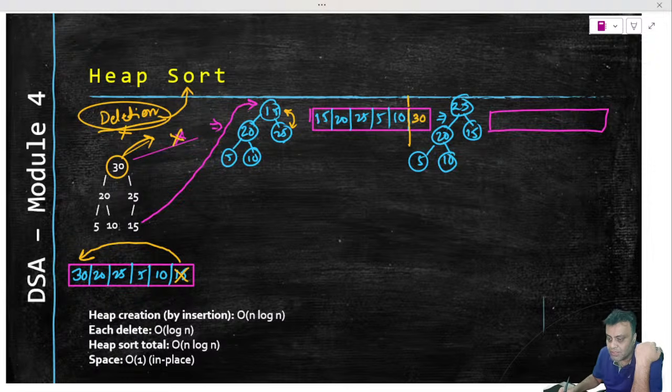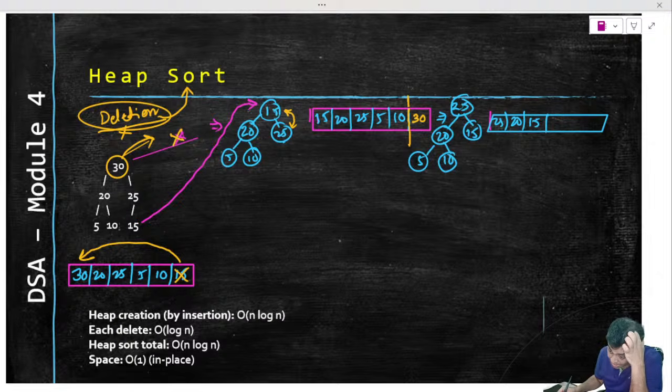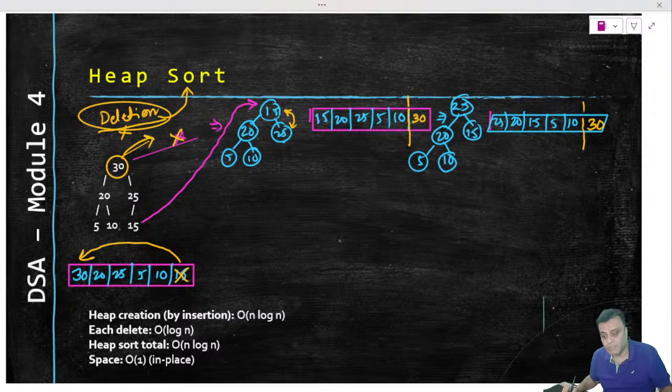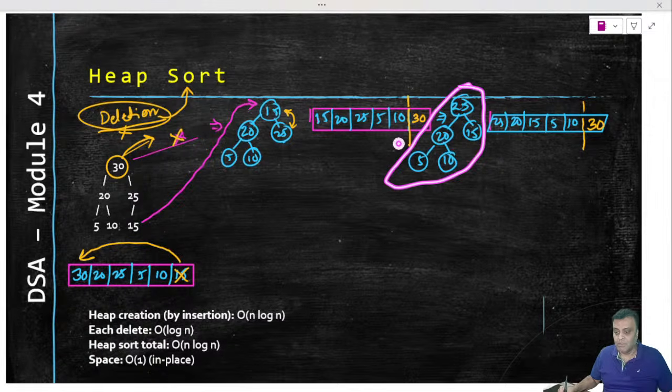So my array will be looking like this: it will have 25 here, 20 here, 15 here, and 5 here, 10 here, and of course this portion was blank where I had put 30. So my array looks like this. Now this is a sorted, this is a heap, a proper heap. So I can now start again the deletion.